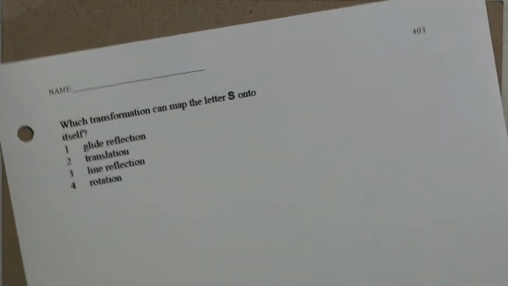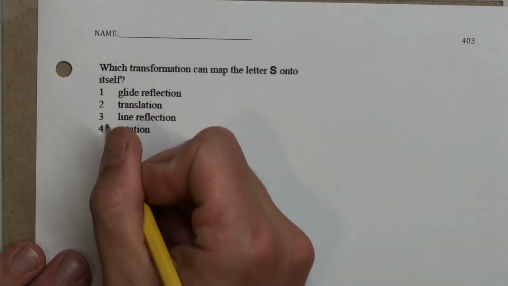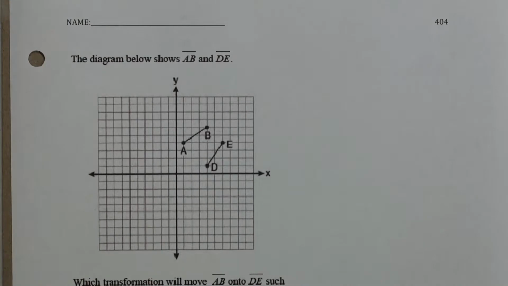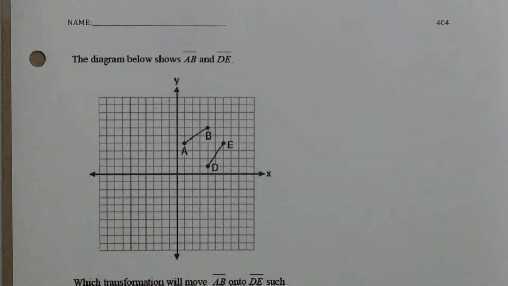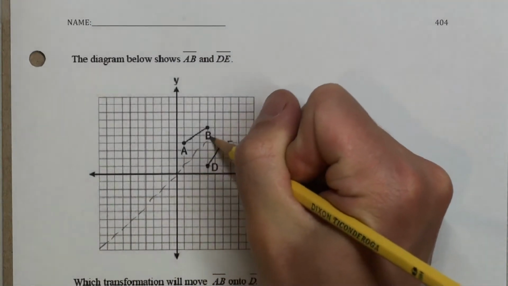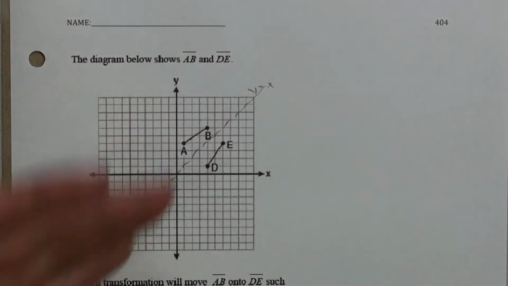Which transformation can map the letter S onto itself? Ready? Watch this. If I turn this page around, upside down, you still have S. So I just rotated it 180 degrees and you still have the same letter S. So that would be a rotation. A 180 degree rotation. That would have to be a reflection across the line y equals x. Right? It would flip that one right onto the other one.